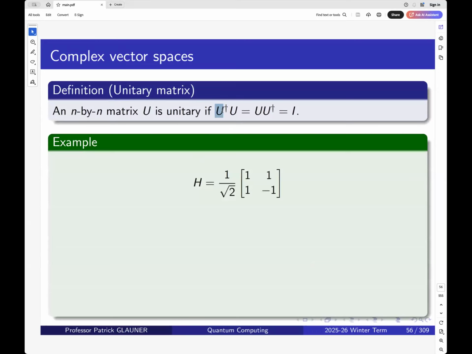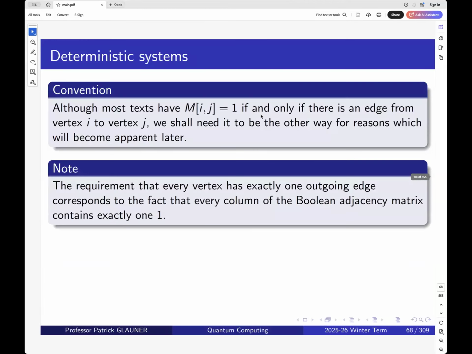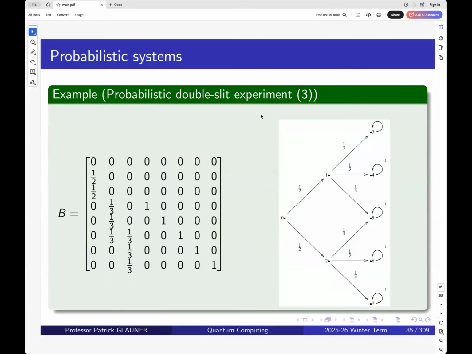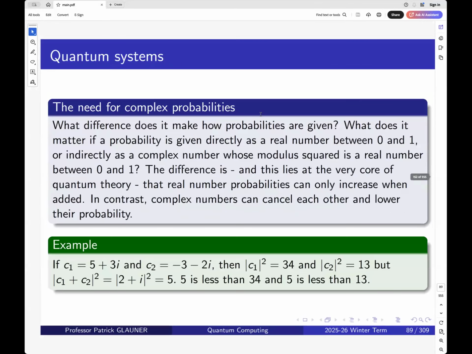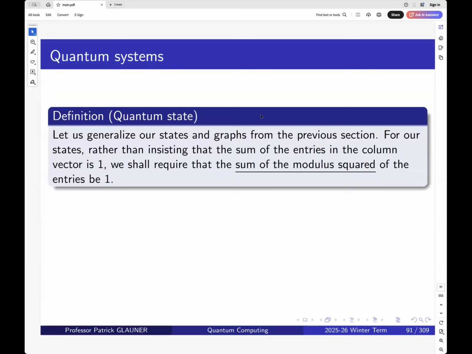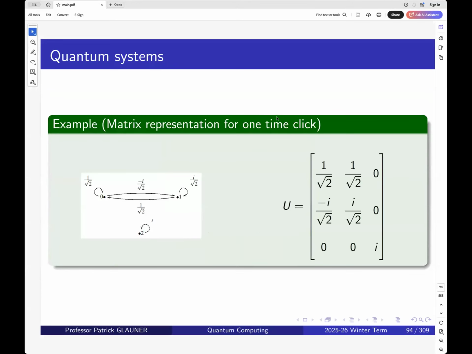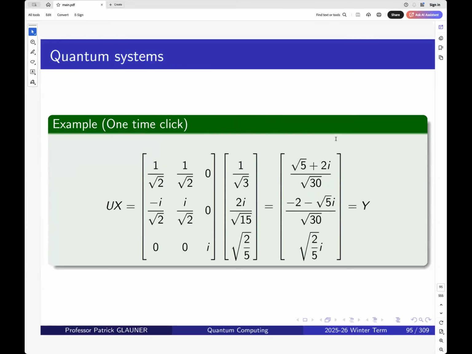And the unitary matrix: we have a matrix U, and U dagger times U as well as U times U dagger must be the identity matrix. If this holds true for U, then we have a unitary matrix. And I told you this would be super important. Finally, it's time to use unitary matrices, and we will study that now in a little bit greater detail. We use unitary matrices to describe our dynamics in the quantum system.